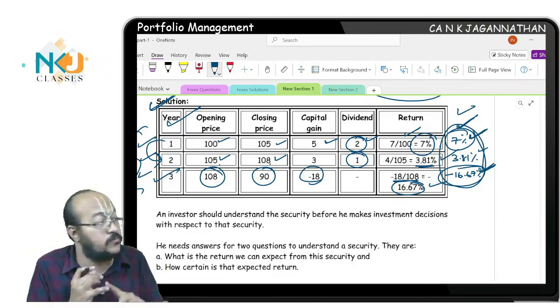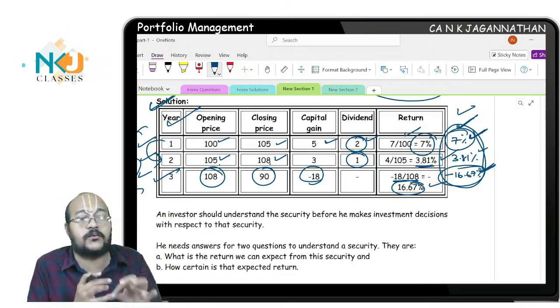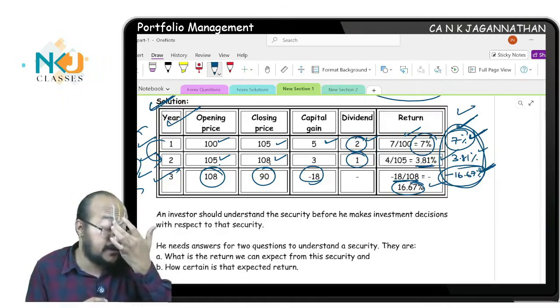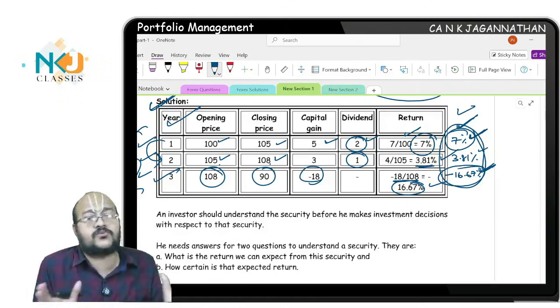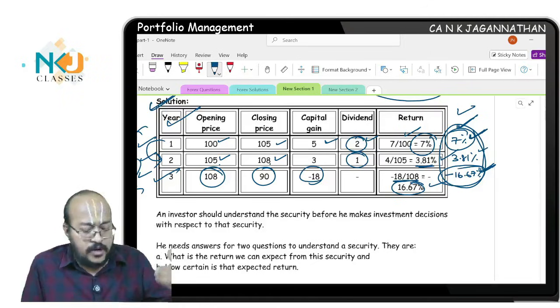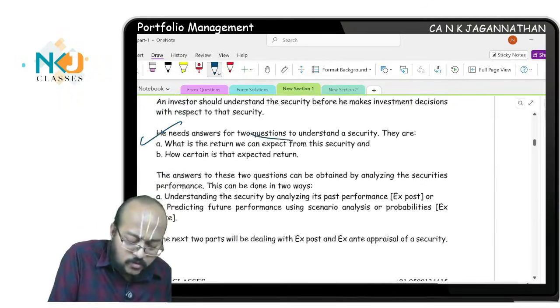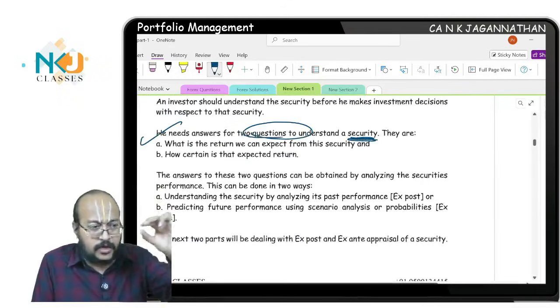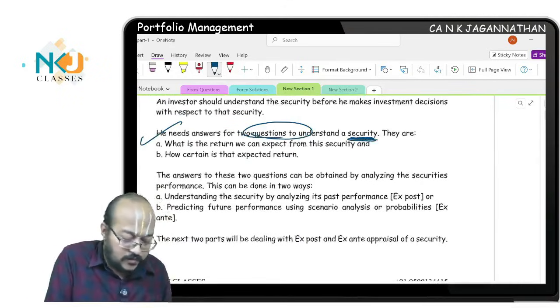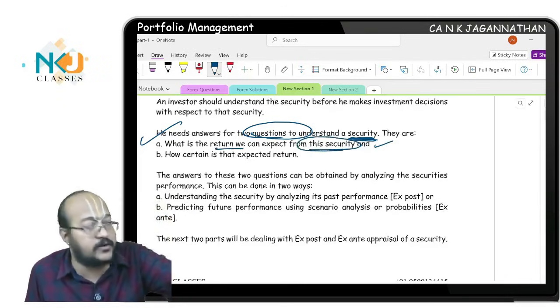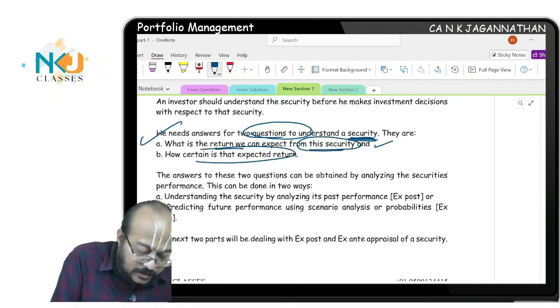Now you need to compute mean return. This is what is called expected return. Mean return is called expected return. Now there are two ways to compute this expected return. This is why I told you, we need to answer 2 questions to understand a security. Using the yearly past data, what is the return we can expect from this security? So what is the expected return you need to take, and how certain is that expected return?